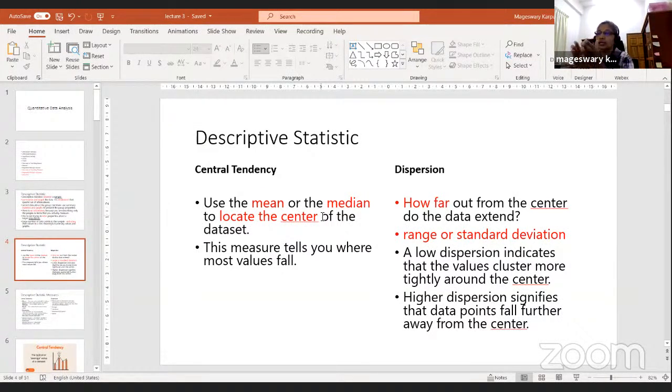Okay, kebanyakan data itu duduk di mana? That is called central tendency. Dispersion is the spread. How far it is from the mean value, you know.